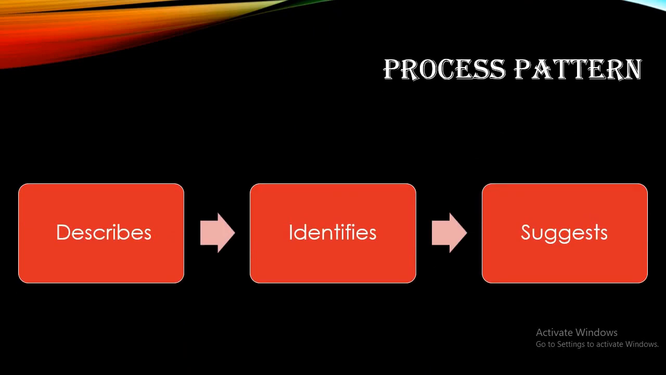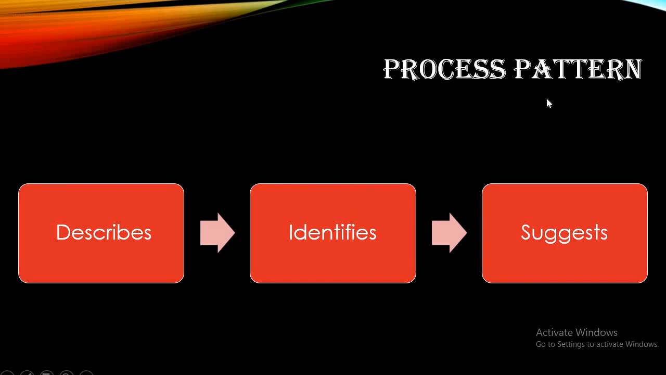So next what we have is pattern. We came to know what is a process and how it flows, and next we will come to know what is a process pattern. This process pattern is defined like this: it describes a process related problem that is encountered during software engineering work. It identifies the environment in which the problem has been encountered, and it suggests one or more proven solutions to the problem. This is how it is defined.